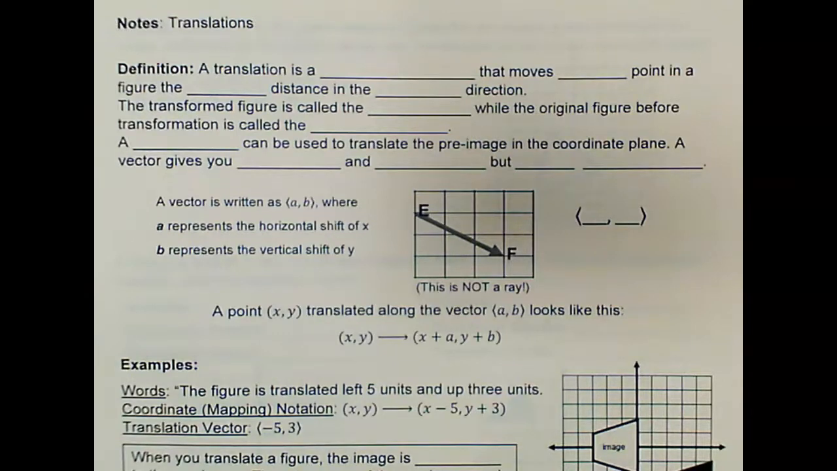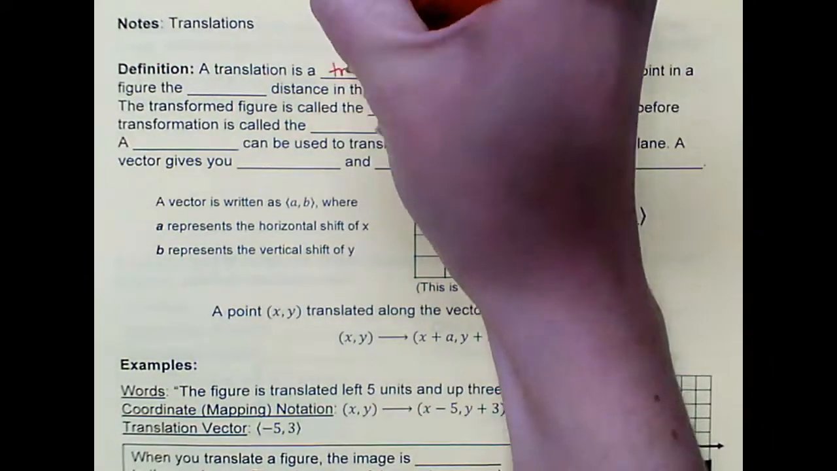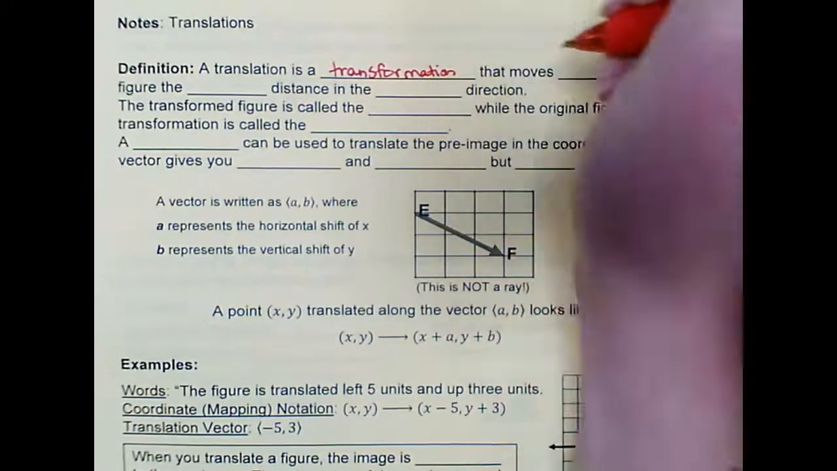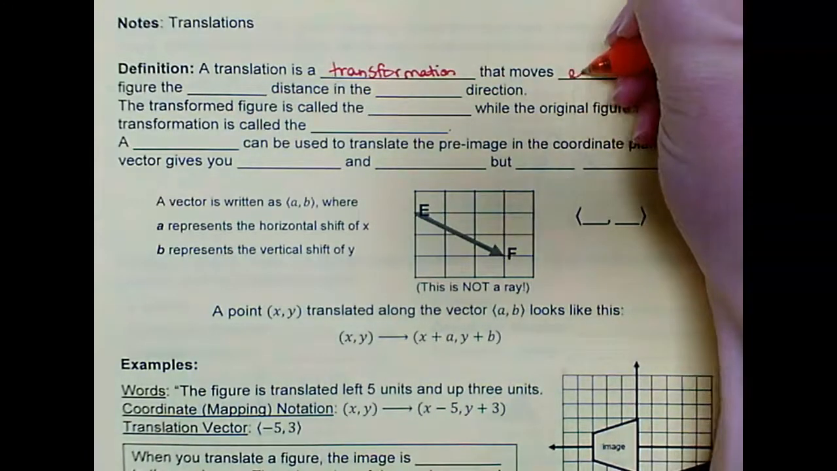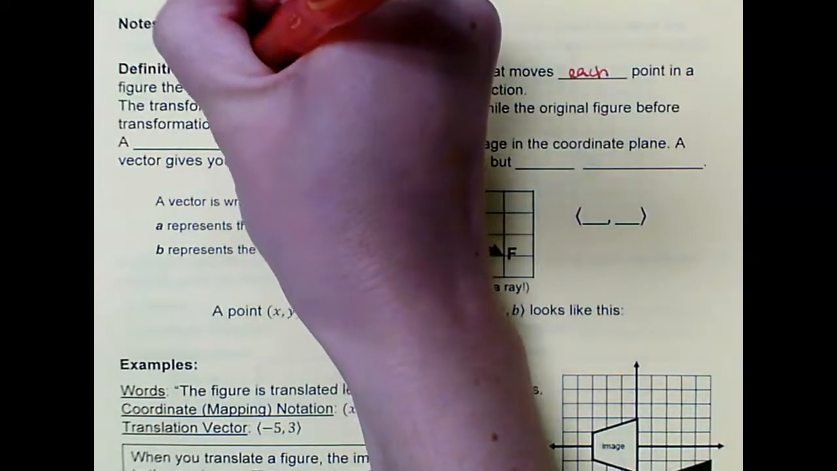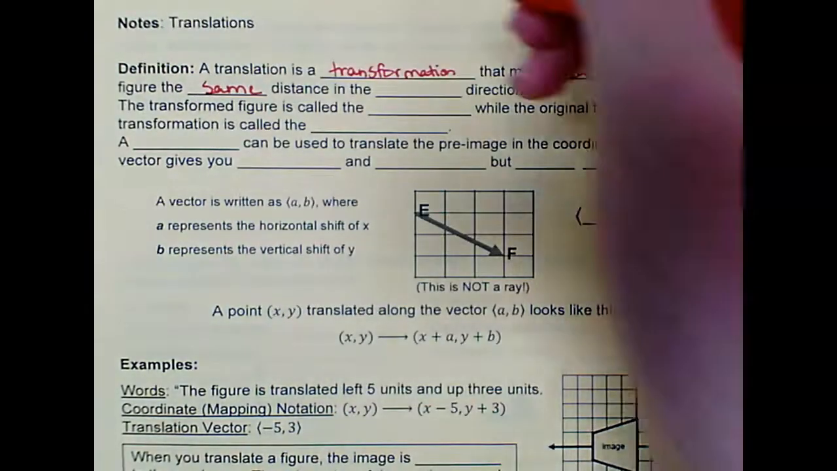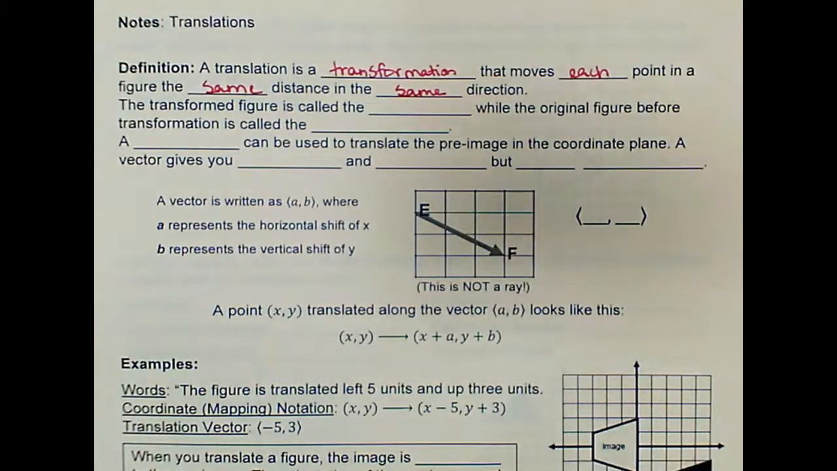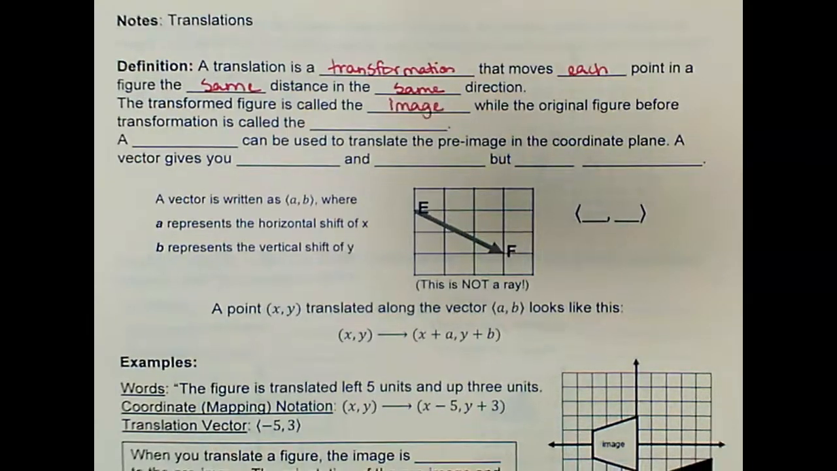A translation is a transformation that moves each point in a figure the same distance and in the same direction. Now, the figure's shape is still maintained, so it's still the same size, still the same shape. So a translation is an isometry, just like a rotation. The transformed figure is called the image.